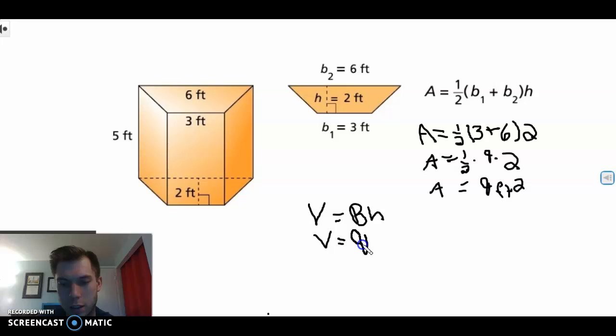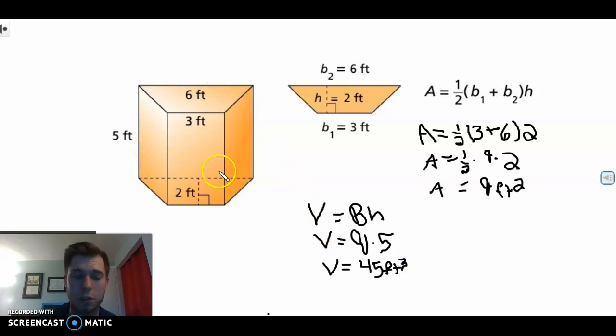You take 9, which is the area of the base, and that's a horrendous 9. I apologize for that. And you're going to take the height, which is 5 feet in this case. So you're going to multiply 9 by 5, and your volume is going to be 45 feet cubed. It's cubed because it is a three-dimensional shape.